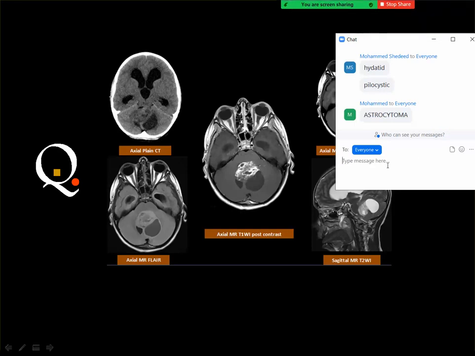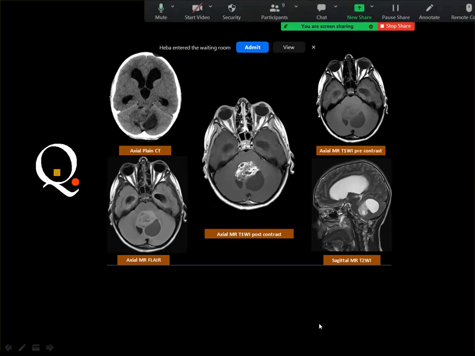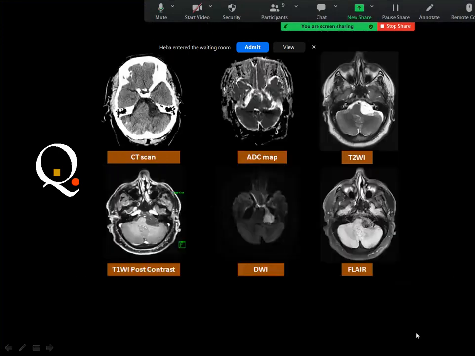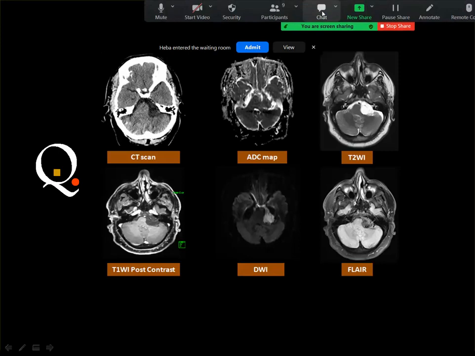Yes, and this is pilocytic astrocytoma, a cystic lesion in the cerebellar vermis with a solid enhancing mural nodule, as seen in the CT scan as well as the MR images, with supratentorial obstructive hydrocephalus. Next case, in CT and MRI with diffusion and ADC map.